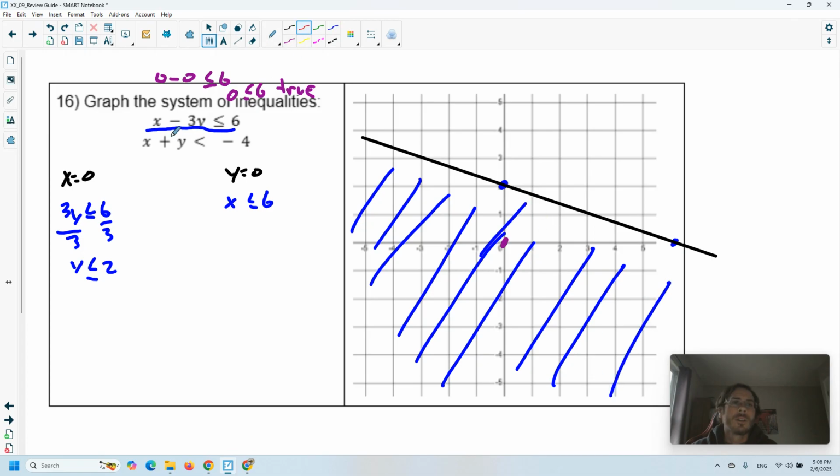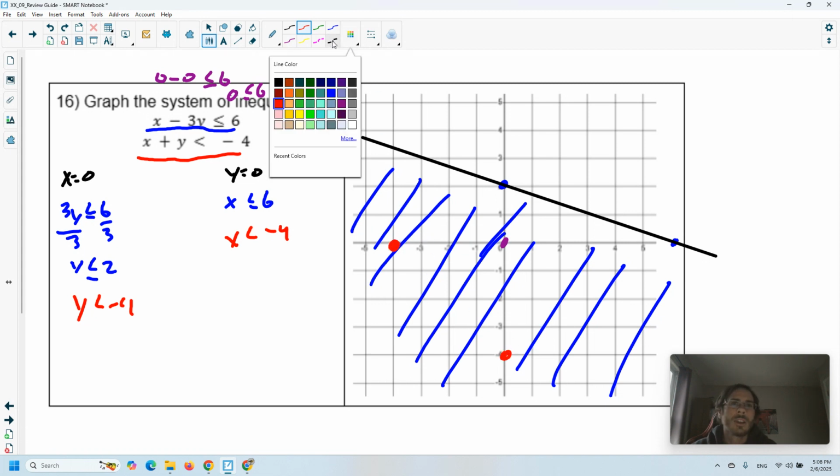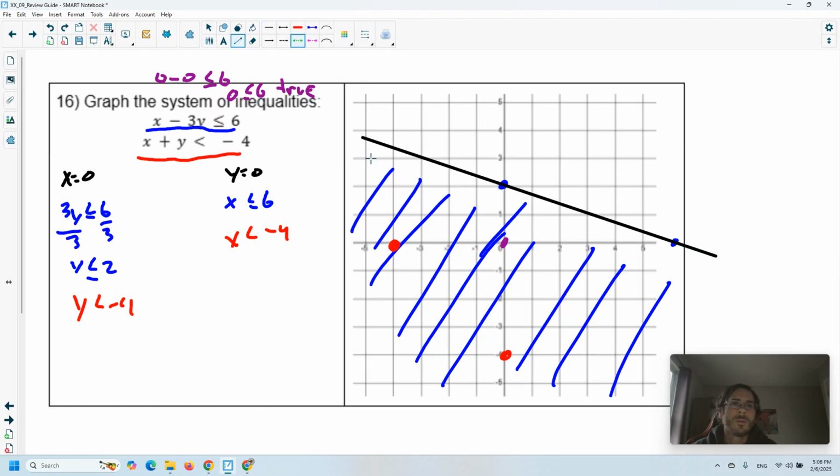All right, for the other equation, we do the same thing. If x is 0, we get y is less than, not or equal to, y is less than -4. And then if y is 0, this would go away. So we get x is less than -4. So we get -4, -4. We're going to do a dashed line. So again, we'll just extend that a little bit.